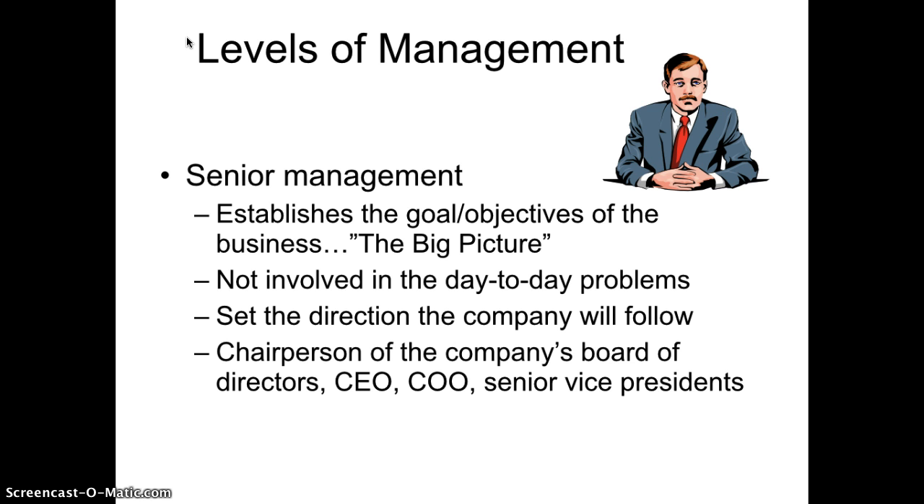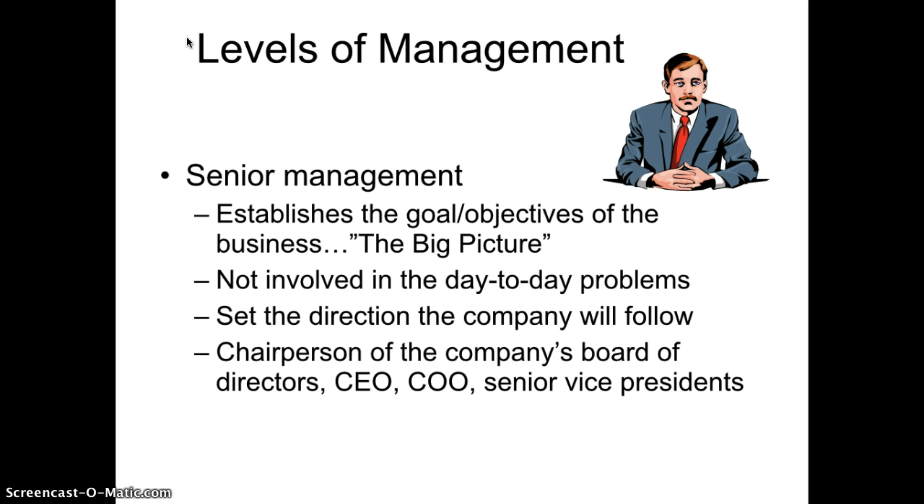Okay, here we go with the levels of management. And the first one at the top of the chain is the senior management. Okay, so this is the head person in charge, and they are responsible for setting the big goals and the major objectives of the business, or the so-called big picture. Okay, they're not really involved in the day-to-day operations or the day-to-day problems that a business would face. So they're setting the overall direction, the overall tone, setting the main goals that the business would follow.